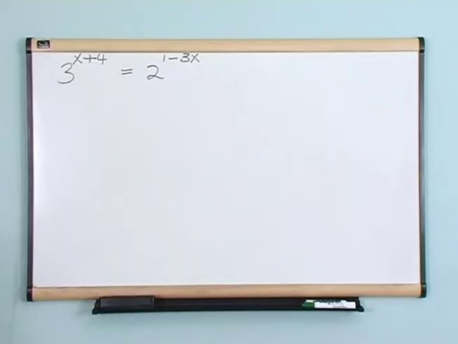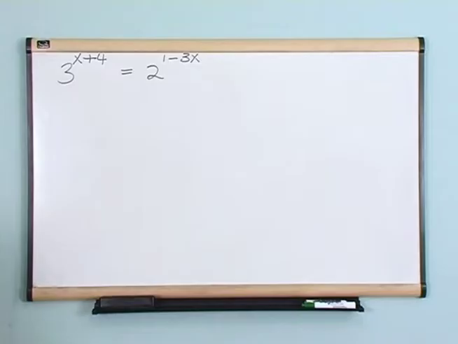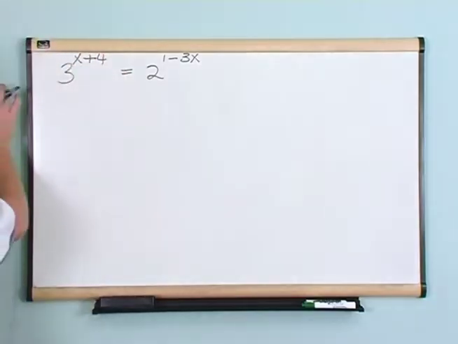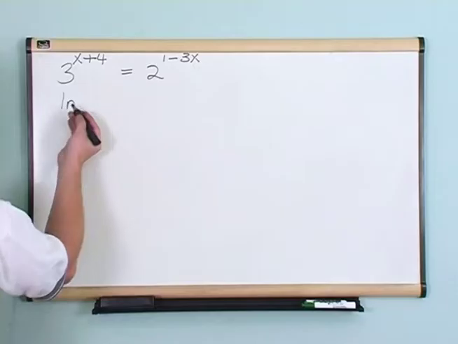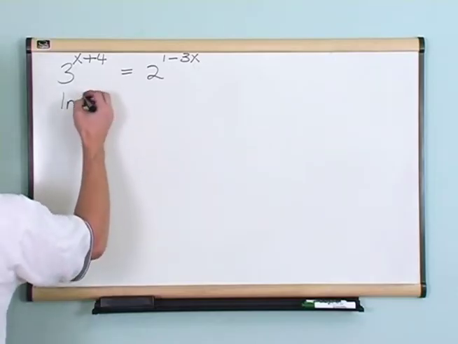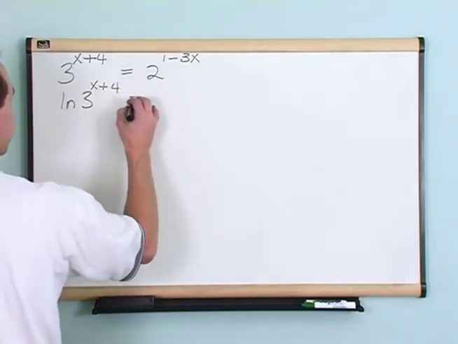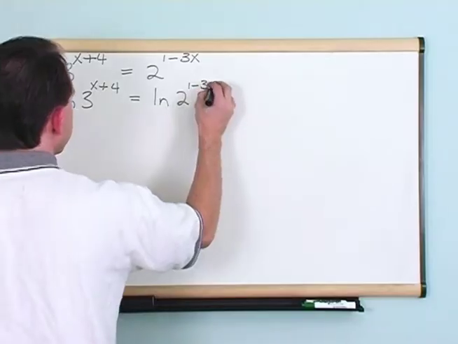Well, again, I'm going to take the log of both sides, but it doesn't really matter if I take a log of base 10 or a log of base 4 or a log of base 3. As long as I take the log of both sides, I'm going to be able to pull this exponent out, which is what I'm trying to do anyway. So let me mix it up a little bit and take the natural log, which is base e, remember, e is just a number, 2.7 or something. Natural log of 3 to the x plus 4 equals natural log of 2 to the 1 minus 3x.